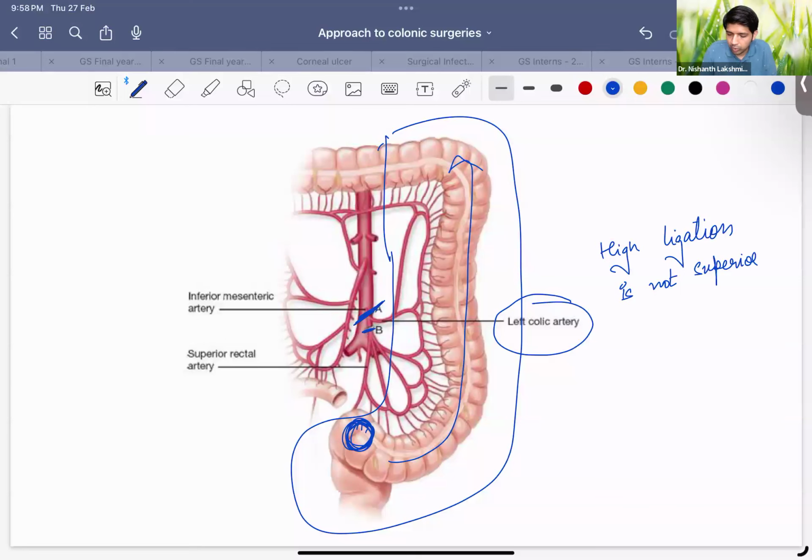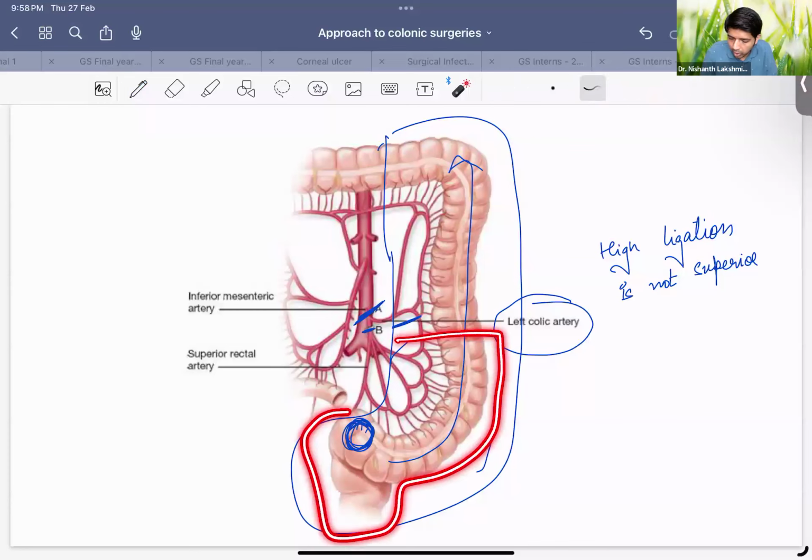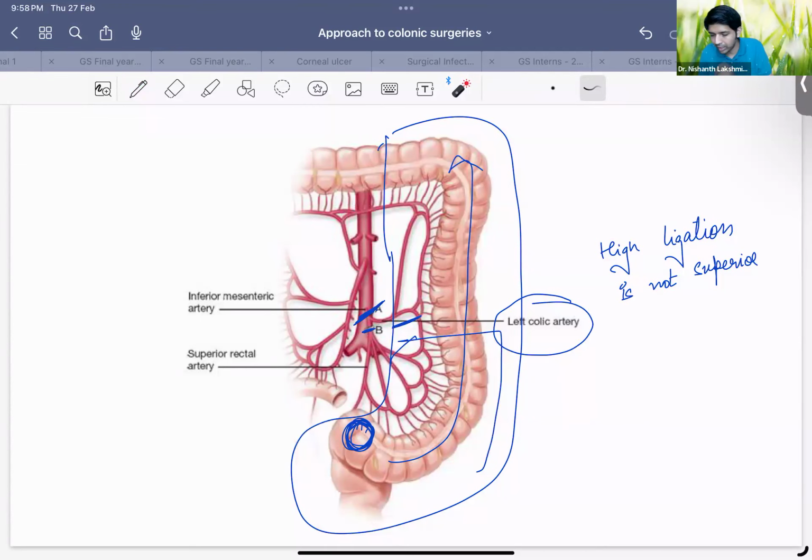So instead, if you save the left colic artery, you can probably remove so much. Okay, you can remove the sigmoid colon and retain a good amount of the healthy normal intestine. Okay, so that was one extra point.